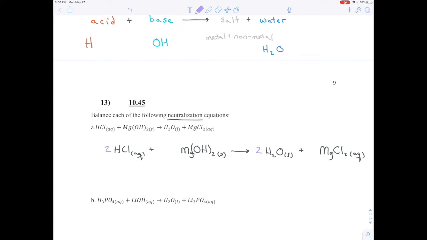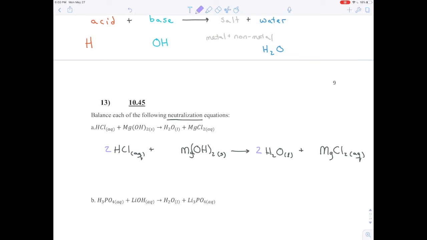So first, chlorine. We have 2 chlorines on the left. Remember to distribute any number in front. 2 chlorines on the left. How about on the right? 2 chlorines on the right. So, the chlorines are balanced.